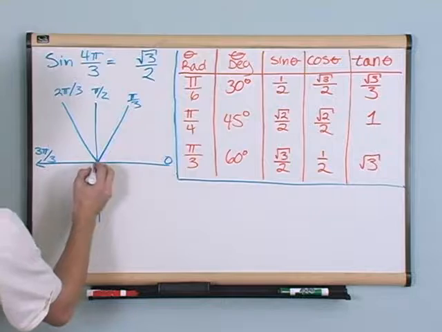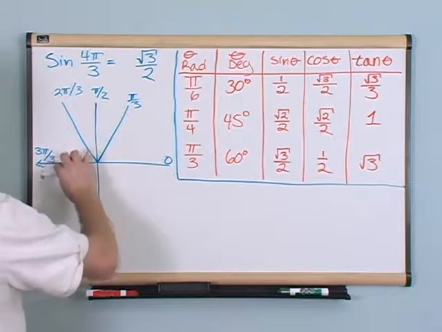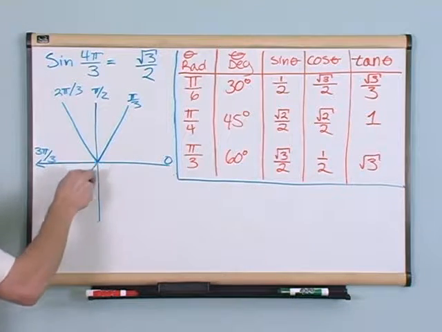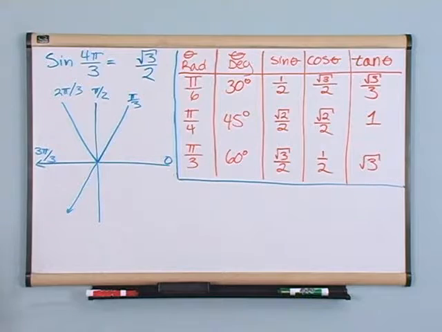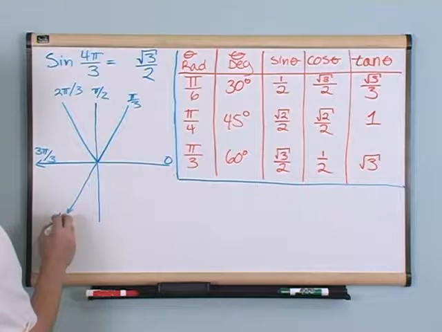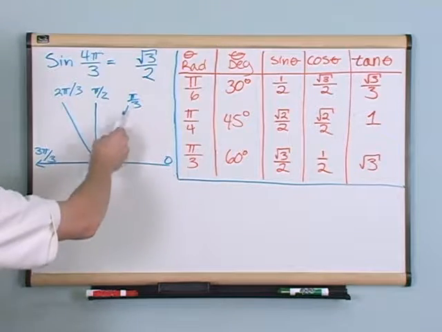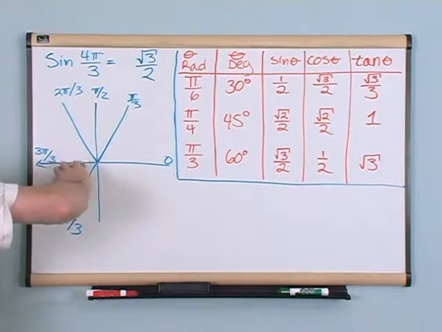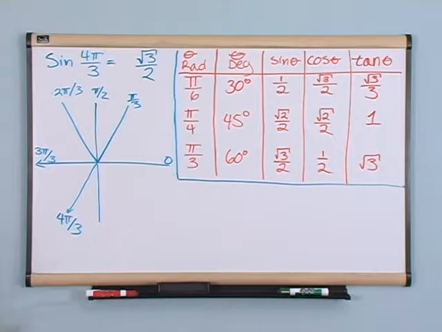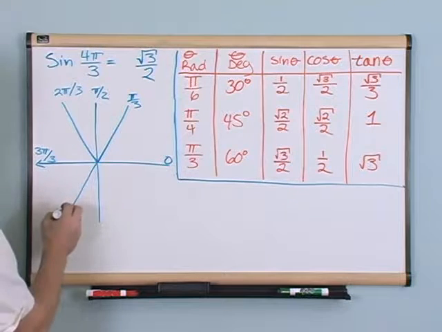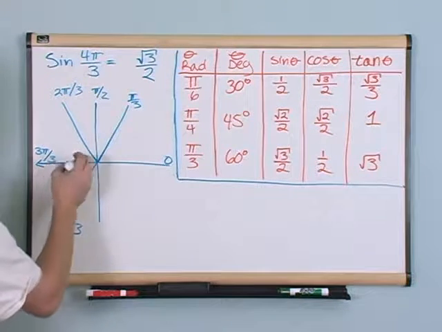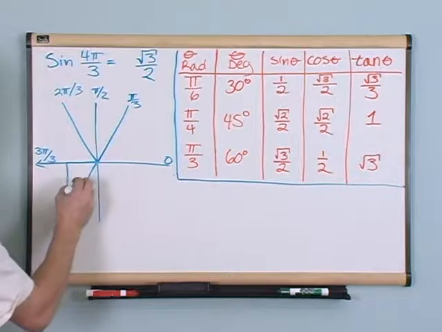So then 4 pi over 3 is going to be 60 degrees down from that, which is going to be more like this. So this is going to be 4 pi over 3. We use this to count over: pi over 3, 2 pi over 3, 3 pi over 3, 4 pi over 3. So this is the quadrant we're at. Then if this were my triangle, I would be looking at this triangle right here.